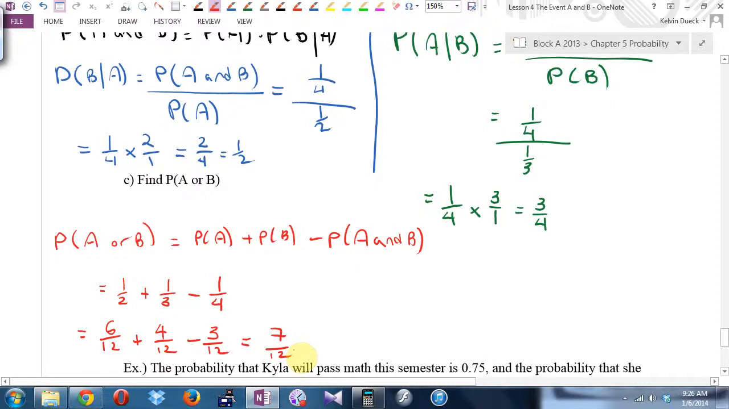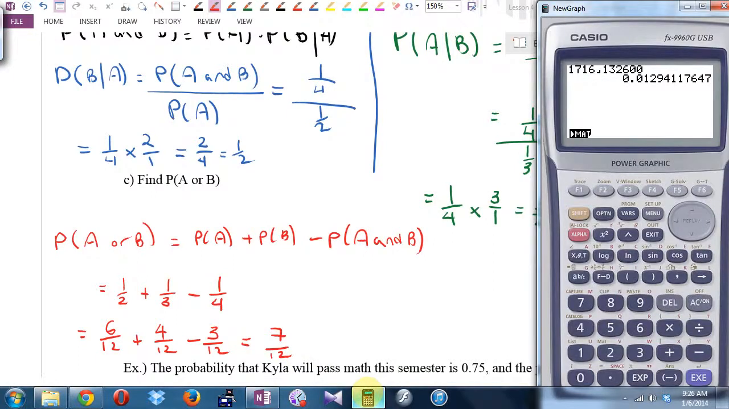Put your pencils down. Pick your graphing calculators up, please. See this line right here? 1/2 plus 1/3 minus 1/4? 1 fraction button half plus 1 fraction button third minus 1 fraction button quarter is 7 over 12. For those of you who suck at fractions, yes, this will do the fractions for you. Okay.